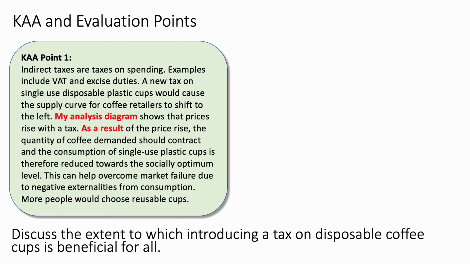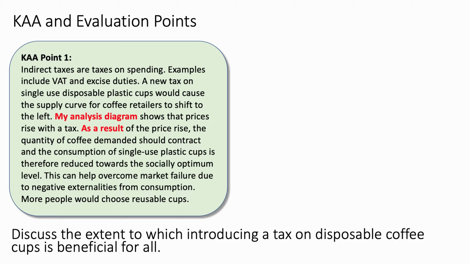Indirect taxes are taxes on spending, and good examples include VAT and excise duties. If we introduce a new tax on single-use plastic cups, that would cause the supply curve for coffee retailers to shift to the left. Of course, that would increase their costs. My analysis diagram, I'll show that in a second, shows that prices rise with the tax. Nice little connective phrase here.